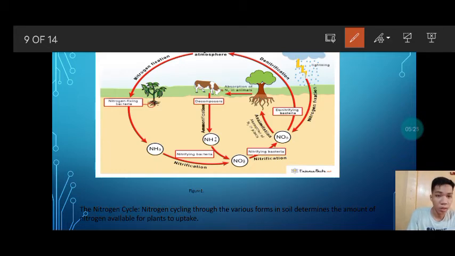Atmospheric nitrogen cannot be used directly by plants and animals. This nitrogen needs to get converted to nitrogenous compounds. This process is called nitrogen fixation. This is done by the rhizobium bacteria, which live in the root nodules of leguminous plants. Nitrogen is converted to ammonia.